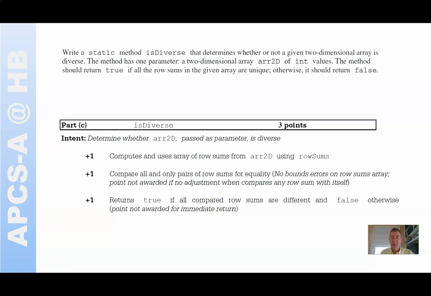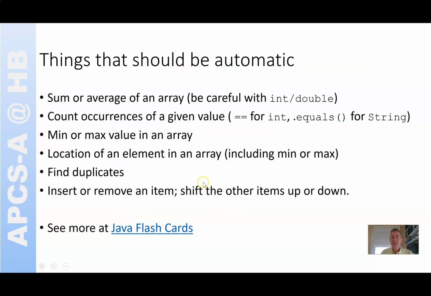Good, so let's take a look at what you got. These are testing a couple things, and these are always going to be on here. There's going to be something from here on the free response, pretty much guaranteed. These should all be things that are automatic for you all. Find the sum or the average of an array, and if you're finding an average of integers, be careful that you cast it to return the appropriate double.